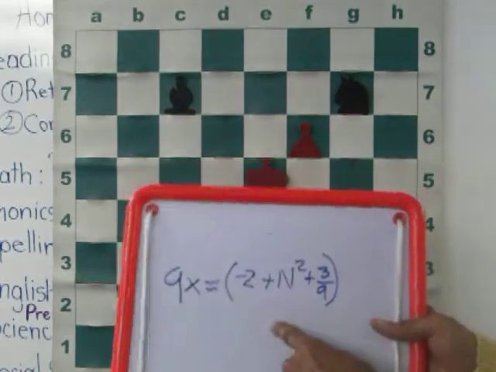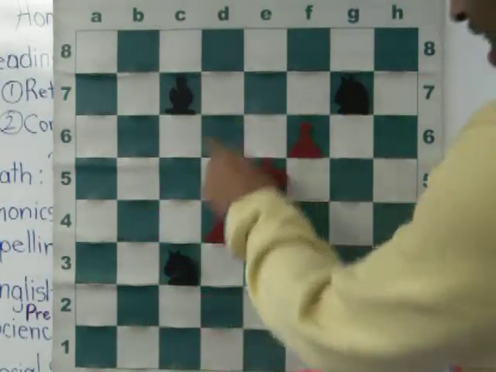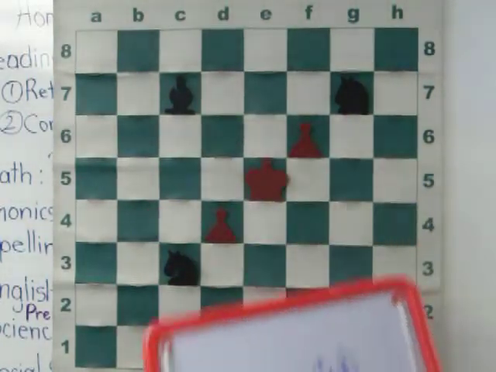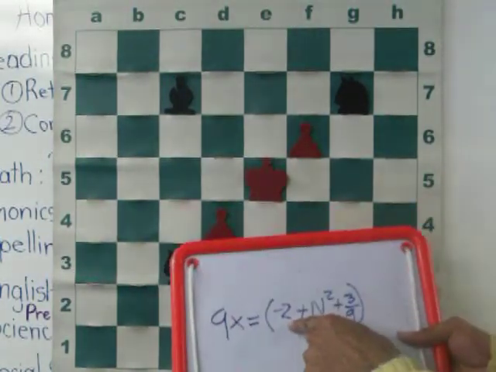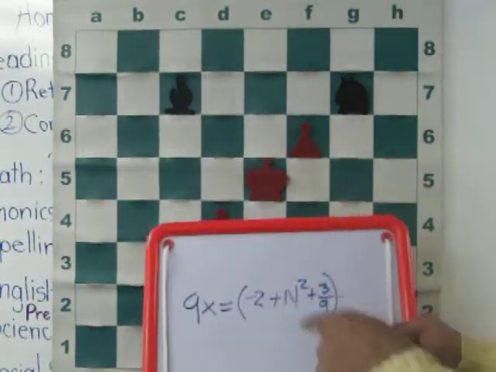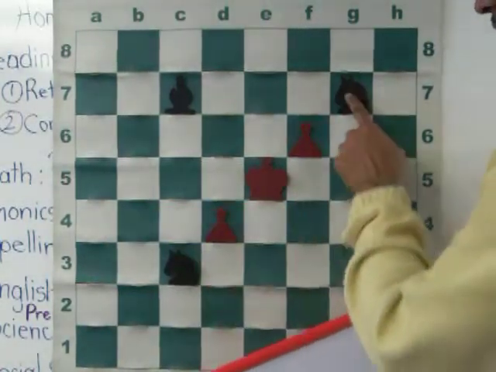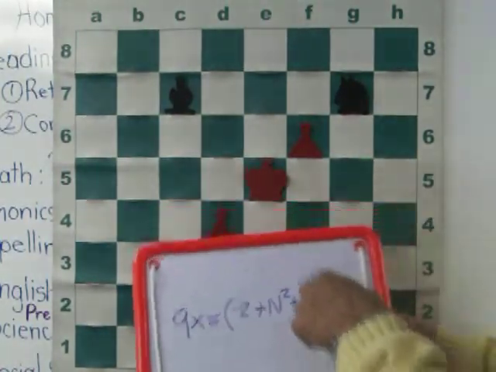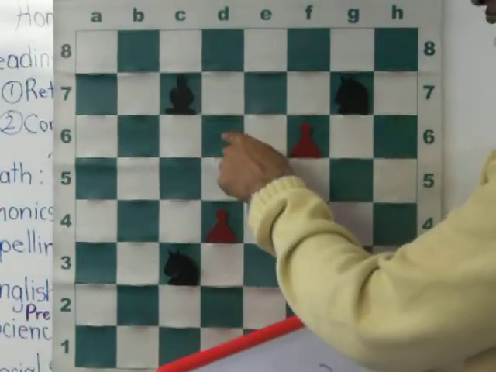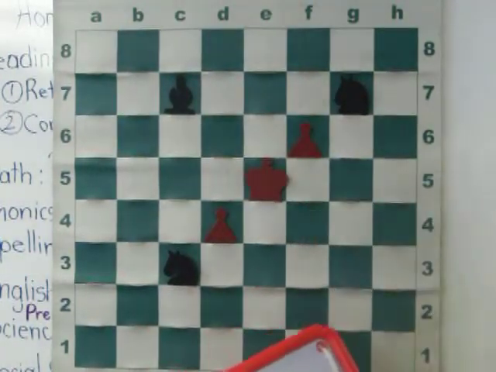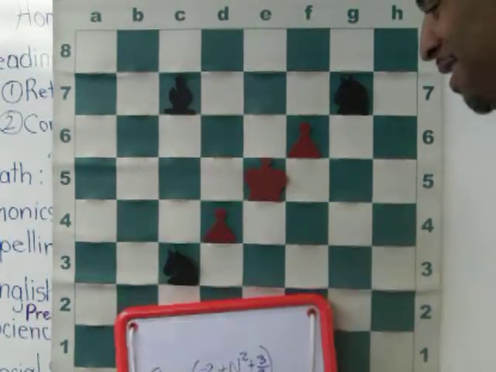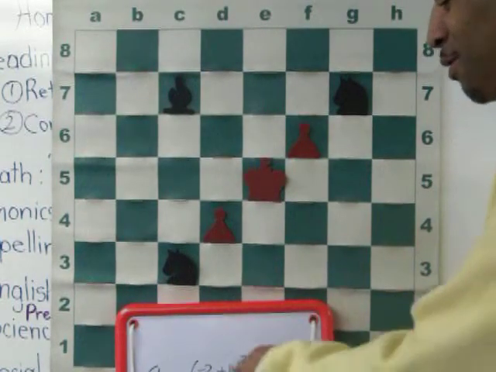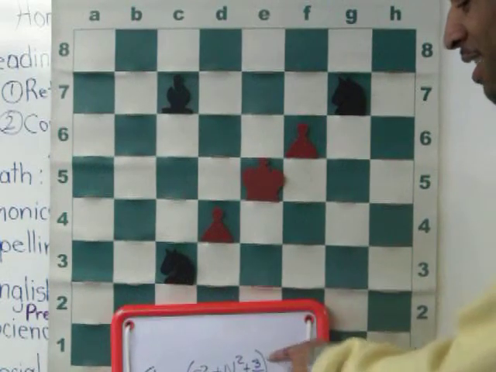So this 9x, 9 unknown movements, are equal to what we see here. -2, which is these 2 pawns, into 2 knights, plus 3 knights. The bishop attacking the final 1, 2, 3 squares in the total 9 squares of movement. There you have it. Nx is -2 plus n squared plus 3 knights.